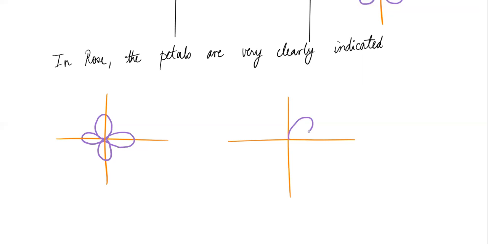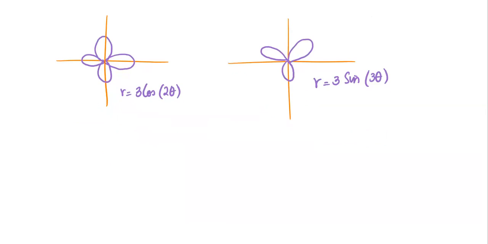And look at this one. This one has 1, 2, and 3. It's like a fan. This is r equals 3 cosine 2 theta. And this is r equals 3 sine 3 theta. So we're going to compare these things and see if there is any pattern we can detect. The coefficient of theta is this part, right? 2 theta or 3 theta. So if the coefficient of theta is even, it implies twice as many petals.